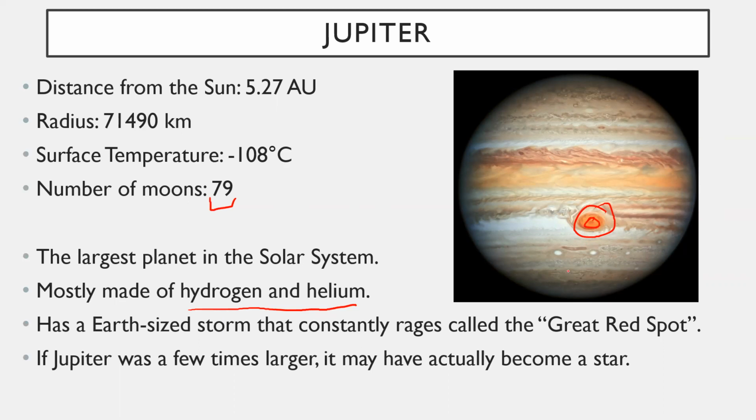Crazy, right? Now, if Jupiter was a few times larger than it is now, it actually might have become a star. It has the exact same ingredients as stars have. If it was bigger and therefore had more pressure down in the core, it could ignite and become nuclear and use nuclear fusion and become a star just like the sun. So pretty crazy.